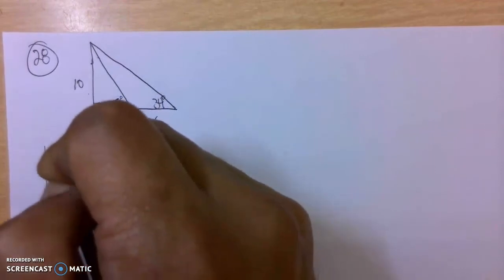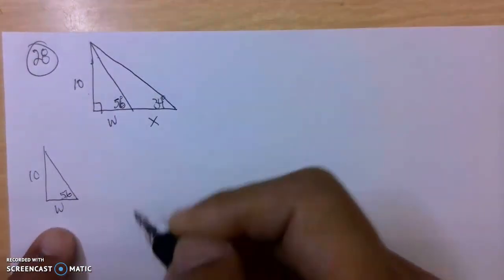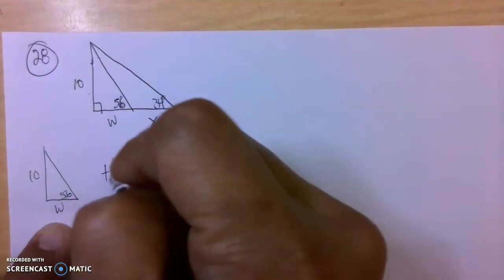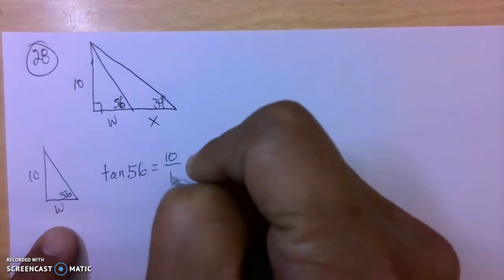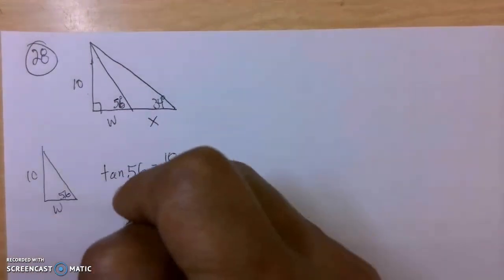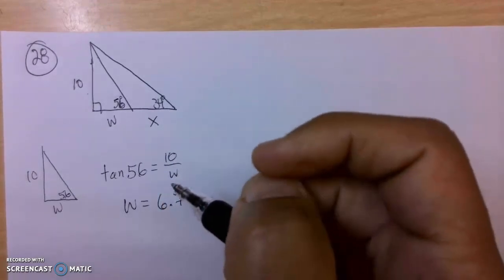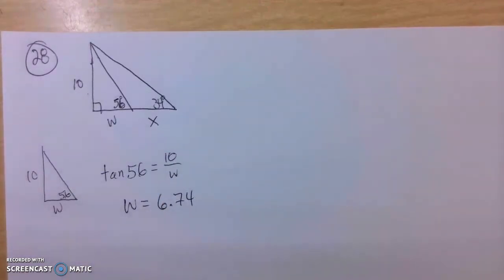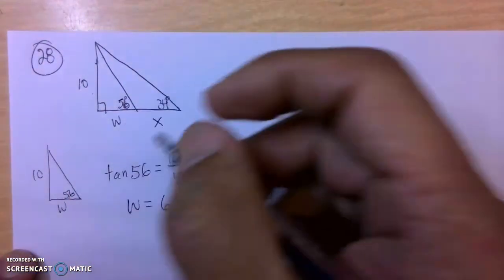If you focus in on this guy here, 56, W, and 10, I can figure out what W is real quick by saying tangent of the angle 56 is opposite 10 over adjacent W. And then with my calculator, I'm quickly going to use this tangent of 56. The answer for W is 6.74. Okay, that is inches, centimeters, who knows. But that is what W is, 6.74.